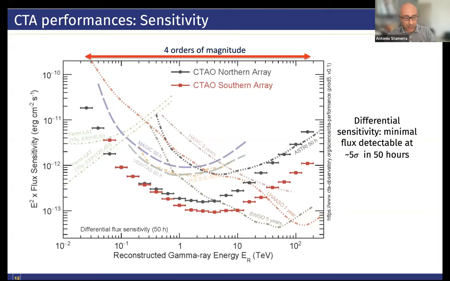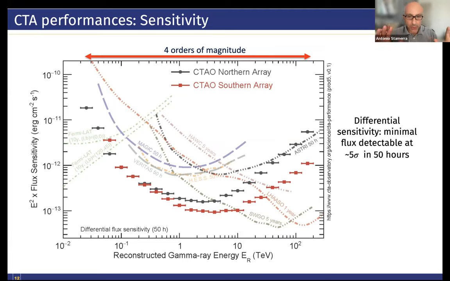The other key point for the performance is the sensitivity. Now, in this plot, you can see, I don't know if, no, probably you do not see any mouse. I'm sorry for that, I do not have any pointer, but okay. You can see on the x-axis the energy, and on the y-axis you have the minimal flux that can be detectable, where detection usually means a 5 sigma detection, in something like 50 hours.